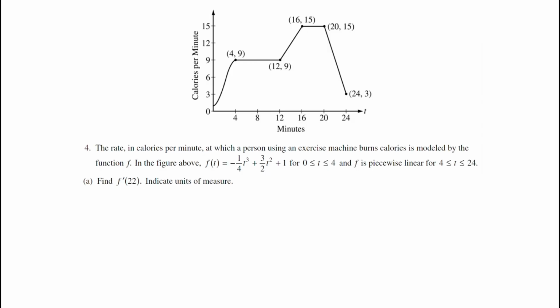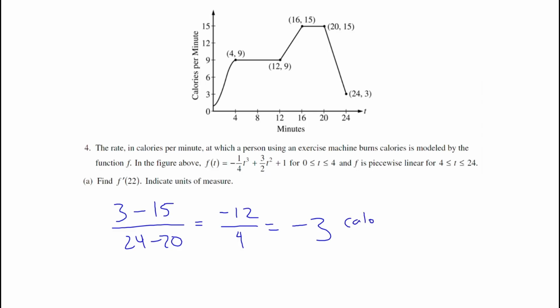And so we can do 3 minus 15 over 24 minus 20. 3 minus 15 is, of course, negative 12. And 24 minus 20 is 4. So we get negative 3. And it wants us to indicate our units. So the graph was in calories per minute. But if we take a derivative with respect to time, we're getting calories per minute squared. And so you just get 1 point there in part A for finding the value with the correct units.